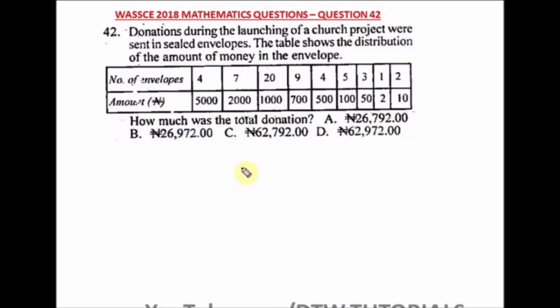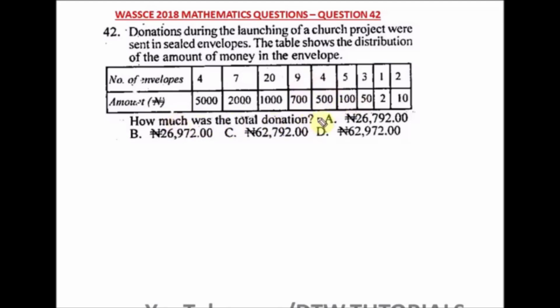Question 42 of the WASSCE 2018 Mathematics Past Question, that's your WAEC exams. It says, donations during the launching of a church project were sent in sealed envelopes. The table shows the distribution of the amount in the envelope. The question says, how much was the total donation? For 5,000 naira, you have 4 envelopes. For 2,000 naira, you have 7 envelopes. For 1,000, you have 20. For 700, you have 9. For 500, you have 4.